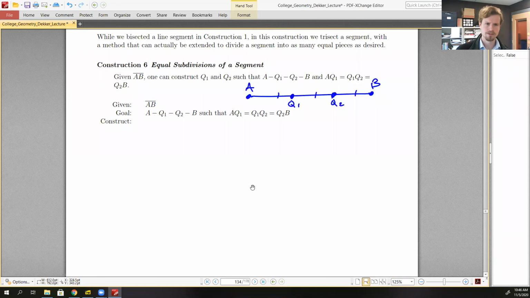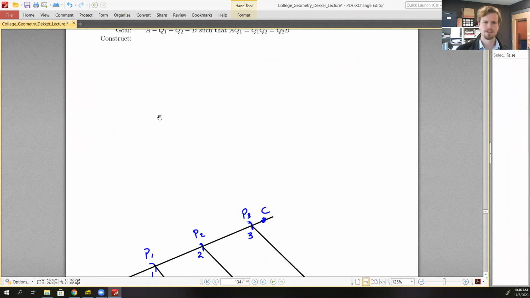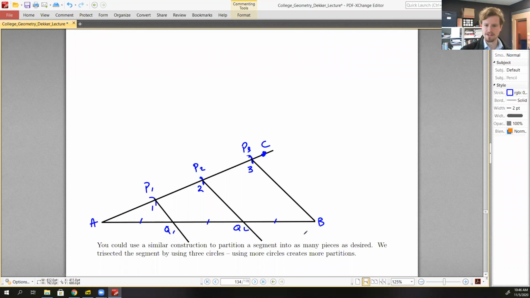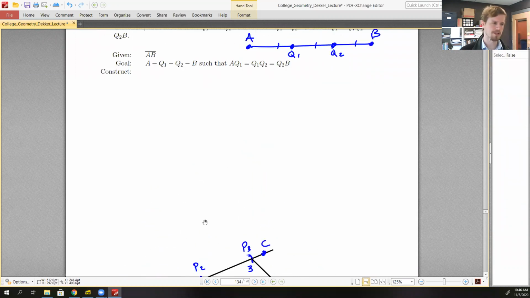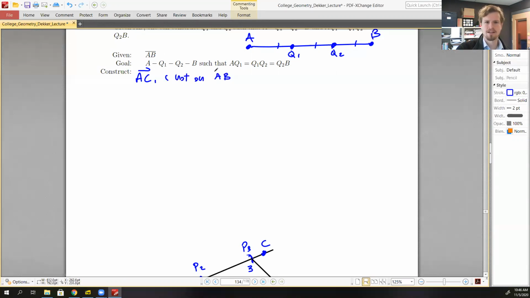All right, so we want to describe this process, right? This is how we do the construction, but let's describe this process a little bit more formally. So the first thing that we did is we created the ray from A to C, where C was not on the line AB, right? Not anywhere on the line. So we have a line segment, of course, but we don't want C to be anywhere on that line.